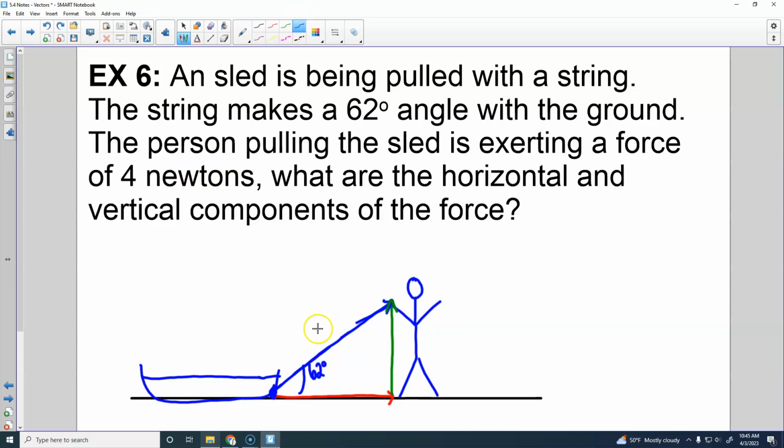So we've got this force right here, which is 4 newtons. We want to break that down into horizontal and vertical force. I'm going to call this right here X. I'm going to call this Y. We know vertical and horizontal are going to make a right angle right here. So if I want to know the horizontal force, then we've got to think about opposite, adjacent, hypotenuse. 62 is my angle over here. This would be opposite. This would be adjacent. The 4 right here would be my hypotenuse.